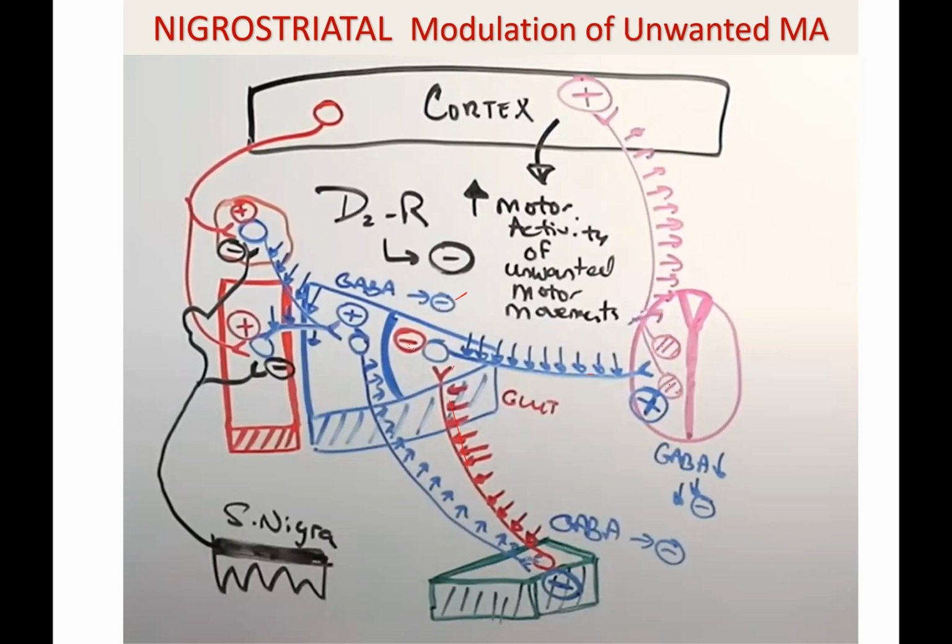More inhibition means this neuron is inhibited. That means there is less glutamate. When there is less glutamate, then this neuron is inhibited and it secretes less GABA. Less GABA means more excitation, and then unwanted motor movements will be there. So this is how the unwanted motor activities are precipitated as an abnormal movement when this pathway is activated.